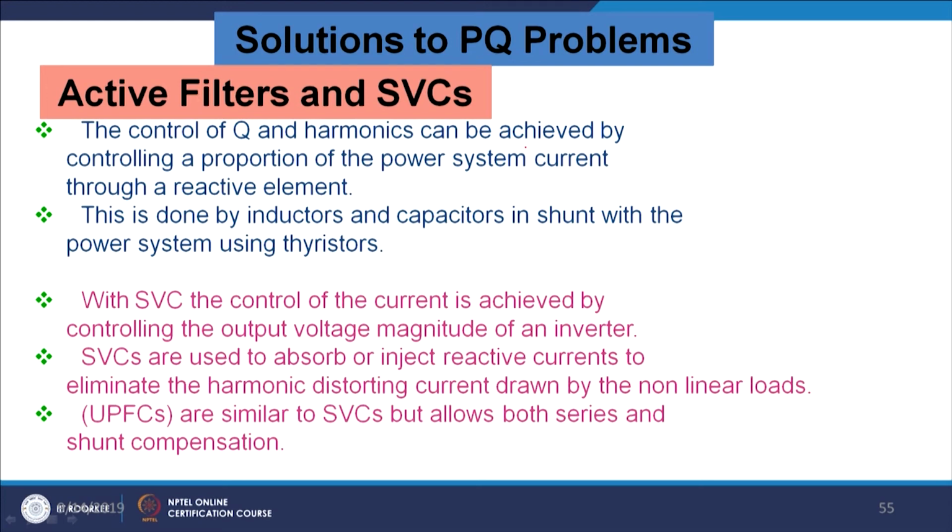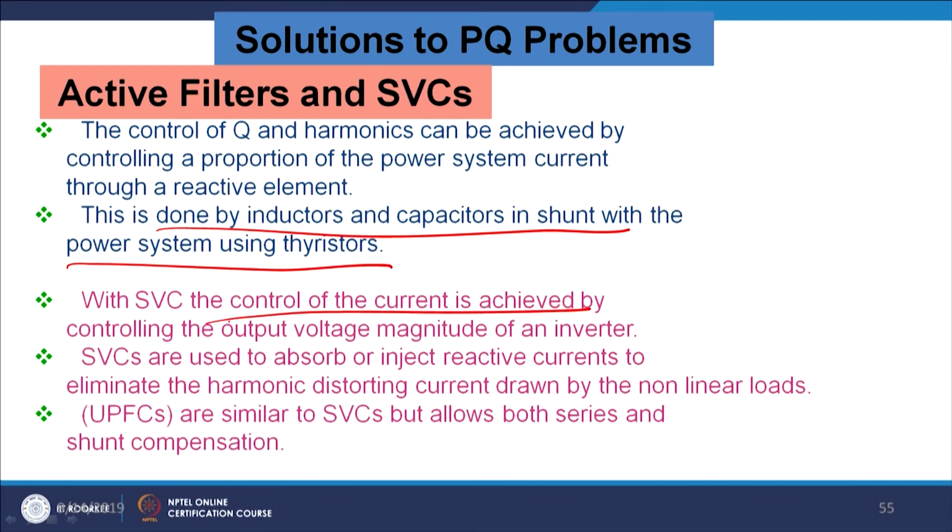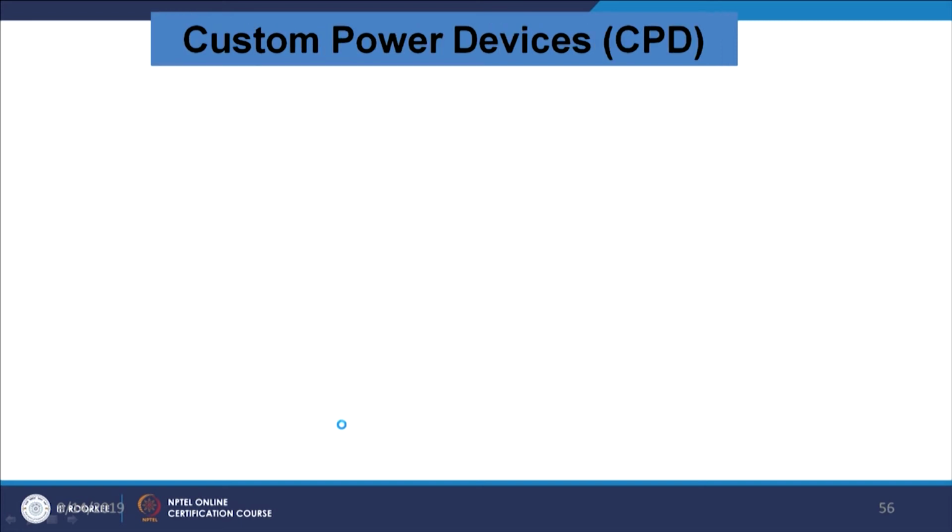Control of Q and harmonics can be achieved by controlling the proportion of the power controller. This is done by an inductor and a capacitor in shunt with the power system using a thyristor. With the SVC, the control of the current is achieved by controlling the output voltage and magnitude of the inverter, and the SVC is used to absorb or inject current to eliminate the harmonics distorting the current through the nonlinear load. Similarly, an extension of this is the UPFC or UPQC, so that will overall compensate the load.